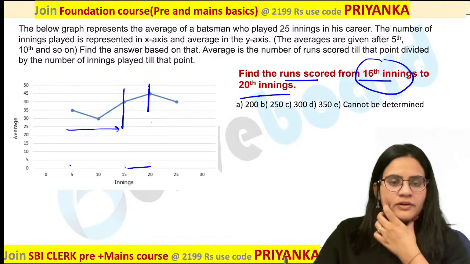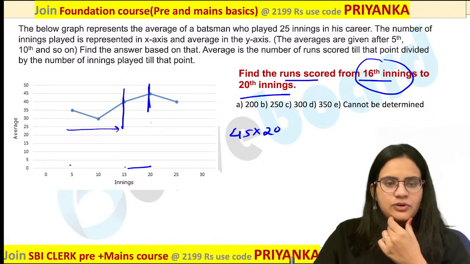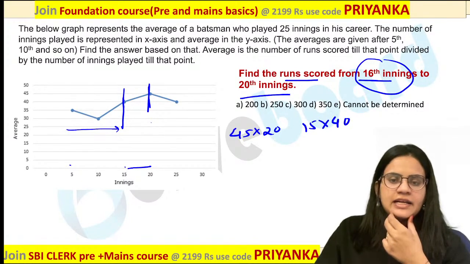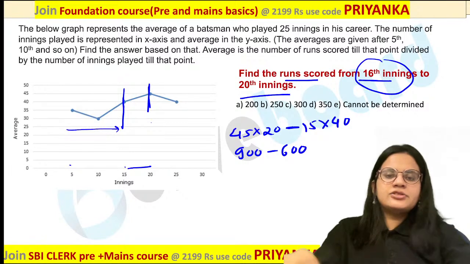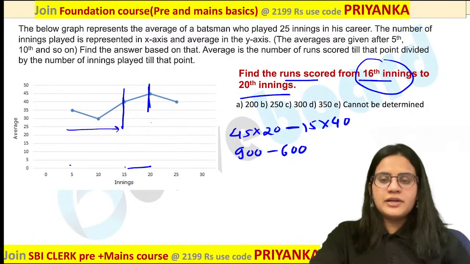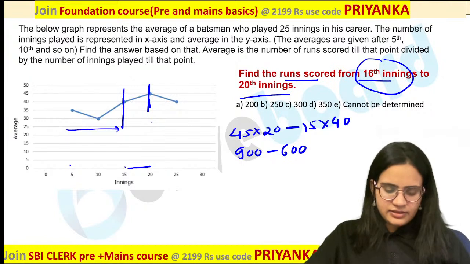So what would be the value in this case? Till 20th, the average is 45. So 45 multiplied by 20 would be the value. And if I am calculating this value over here, it is 15 multiplied by 40. Everybody is getting it? So between this, I am going to get my 16 to 20th innings value. Yes, you are perfectly correct. So 300 would be the answer over here. Question was easy. It was only about understanding the question. Everybody is clear with this?